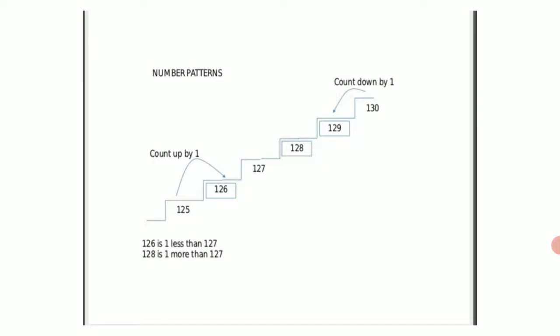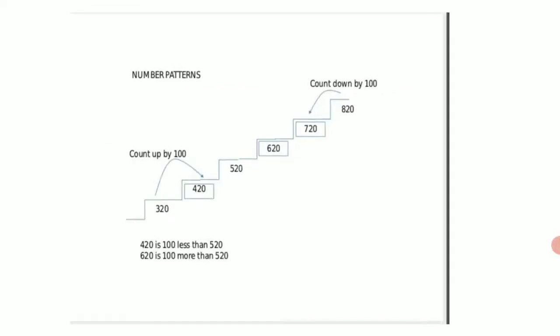So here children, it is said 126 is 1 less than 127, and 128 is 1 more than 127. Coming to the next one children, now we did skip counting by 1. Now the second example in the number pattern which we see is skip counting by 100.